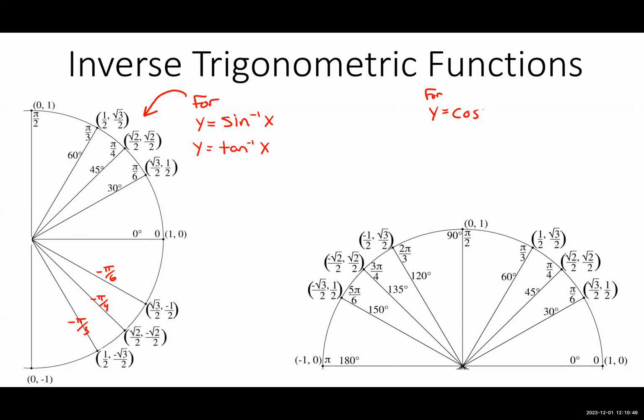And then for the cosine function and the inverse of the cosine function, we're looking only at the top half from 0 to pi. We don't have to worry about negative angles for the cosine function because that's 0 to pi. Everything above 0 up until pi is a positive angle. Okay, so let's see if we can put this into action, evaluate some inverse trig functions.